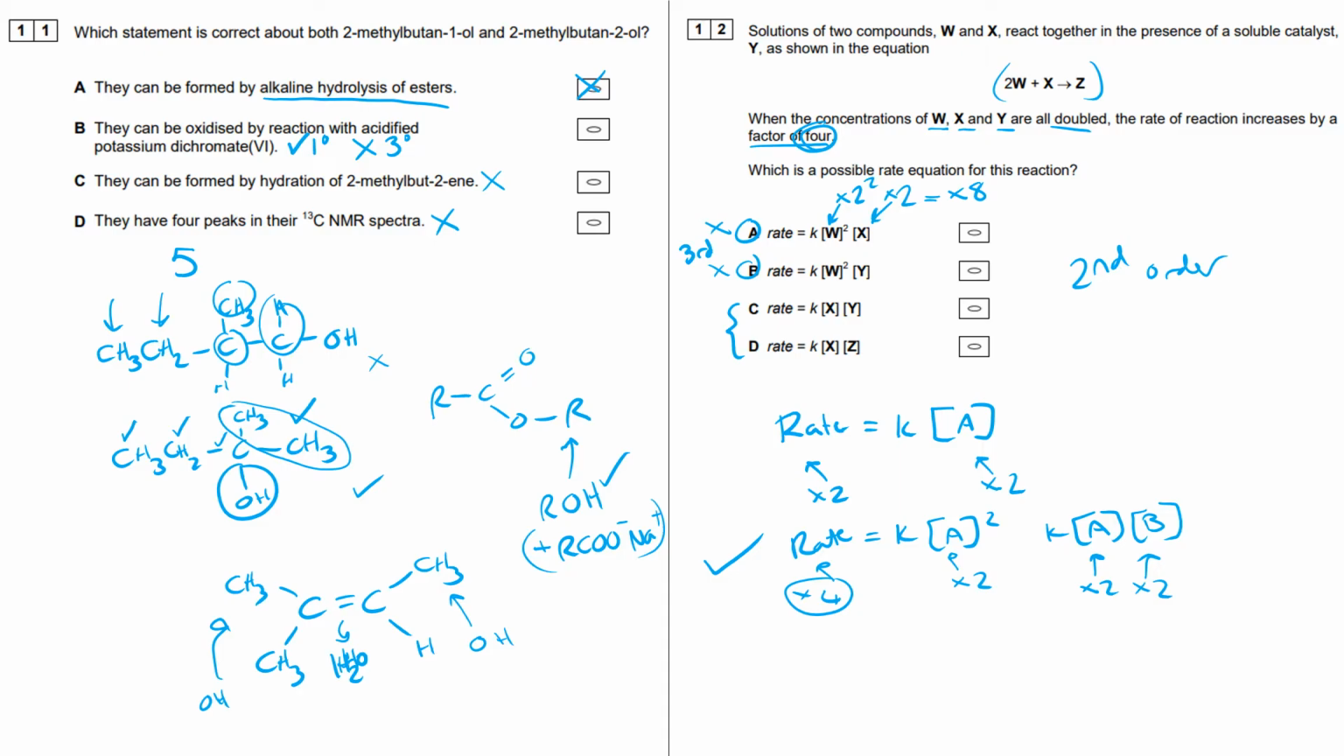So second order, you double either X and Y or X and Z. D is incorrect because Z is a product. The concentration of products has no effect on the rate of reaction. So C is our correct answer there.